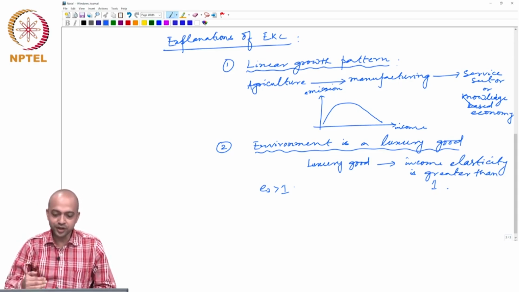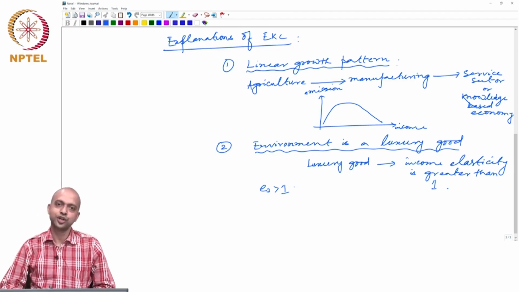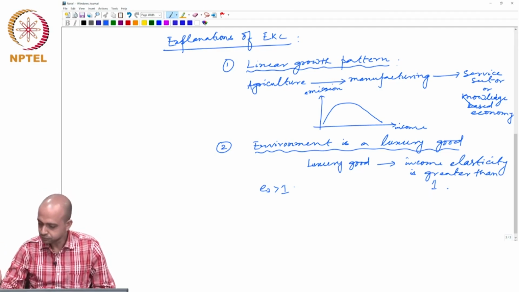So, because of this nature, we observe this inverted U-shape relationship between income per capita and emission. Environment is basically a luxury good. At lower level of income, we have less demand for cleaner products and services. We care less about environment. At higher level of income, we care more and more about the cleanliness of the environment, and that explains this inverted U-shape relationship. This is the second explanation.